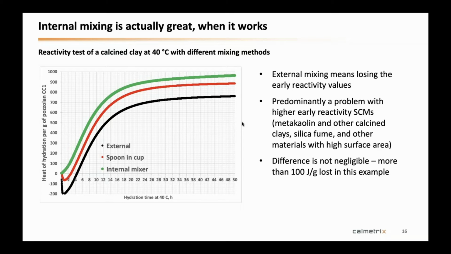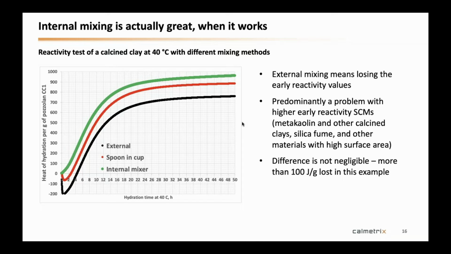So that may not be a problem with materials that are not highly reactive in the beginning. Take a class F ash, not much is going on for quite some time. But with materials that are quite reactive, a class C ash has some early reactivity. Anything with a high surface area, like a silica fume, a metakaolin, calcined clays, or clays in general, would have a high reactivity. You do miss out on something.